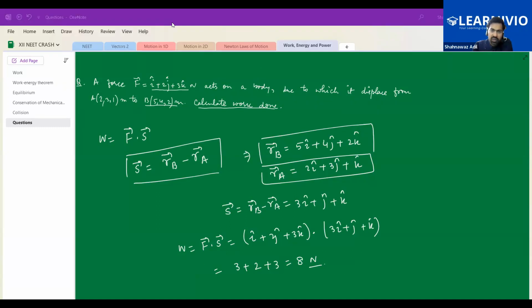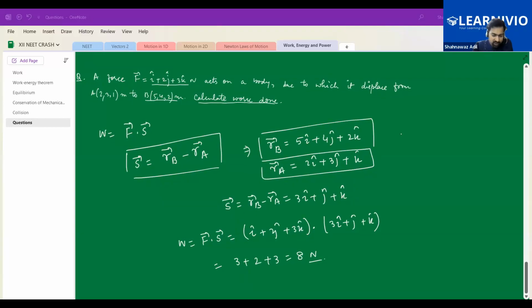Yes. Good. So quickly note this thing down and then we'll do the next question, right? Because this was a uniform force, right? That thing we already discussed, how we calculate the work done if we have uniform force.